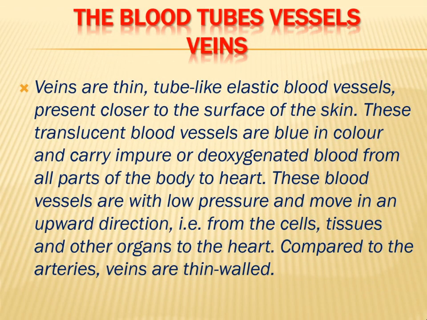So these are the blood vessels called the veins. Veins are basically the blood vessels which carry the deoxygenated blood, or the lower oxygen content blood. Veins are thin, tube-like, elastic blood vessels present close to the surface of the skin. We can see the veins with the naked eye because they are much closer to the surface of the skin. But the arteries are deep in our body, so we cannot see them, because they carry the oxygenated blood.